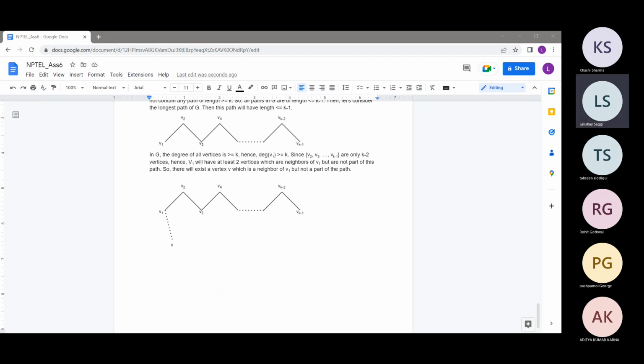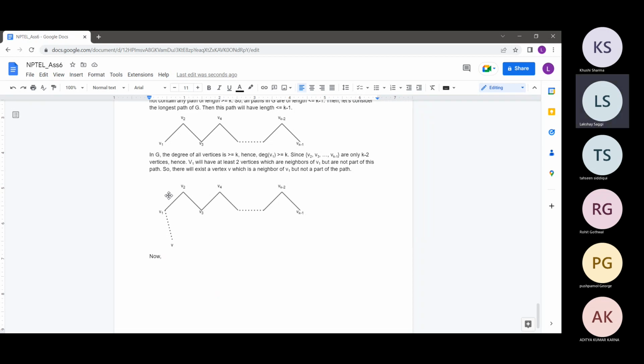I hope this is clear to you guys. So this condition will look something like this. Now comes the interesting part. Now let's take this path instead. Earlier, what we said was that V1, V2, V3, V4 up to Vk minus 1 was the longest path in the graph.